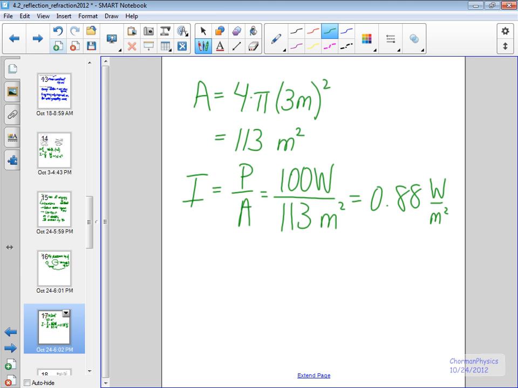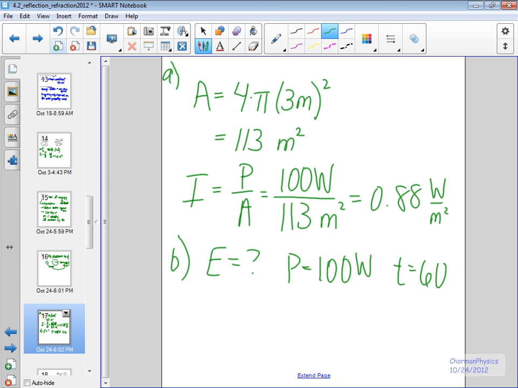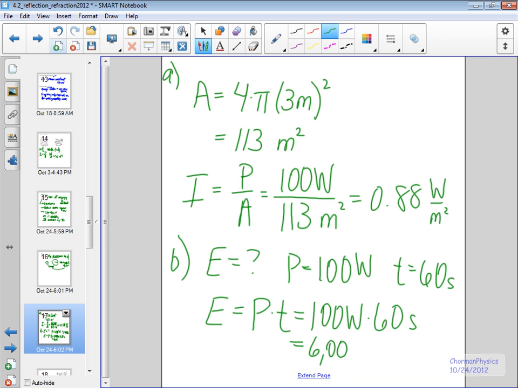So the question is, how much energy do they hear every minute? Well, this was part A. For part B, we're solving for energy, okay? We know power is equal to 100 watts. We know time is equal to 60 seconds. So energy is going to be power times time. 100 watts times 60 seconds. Remember, watts are joules per second. You're going to end up with 6,000 joules.